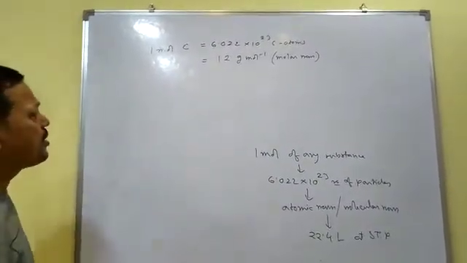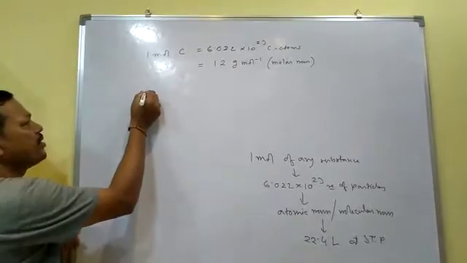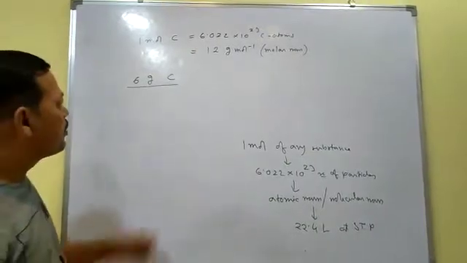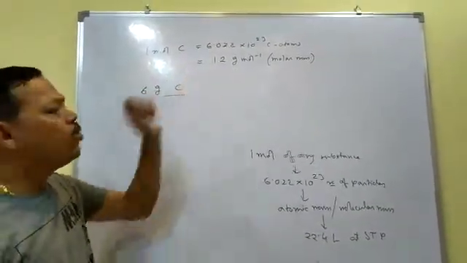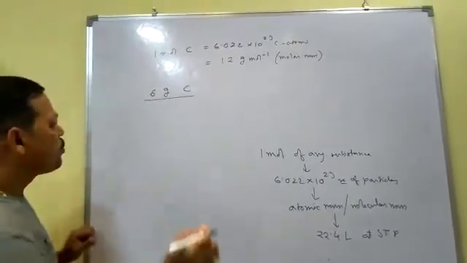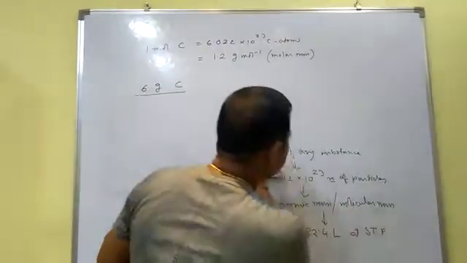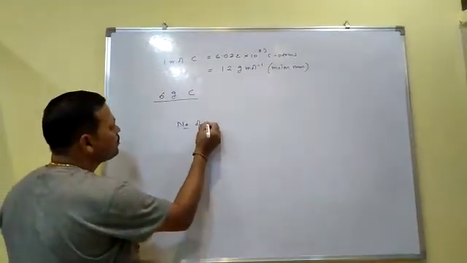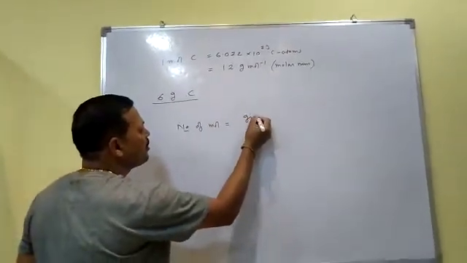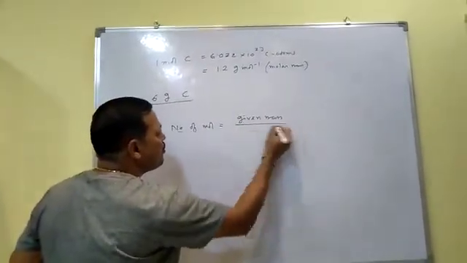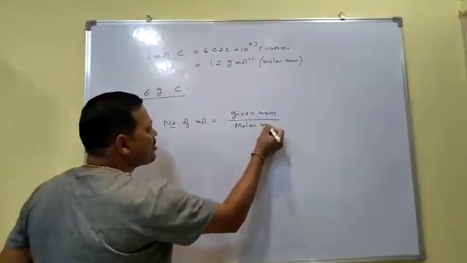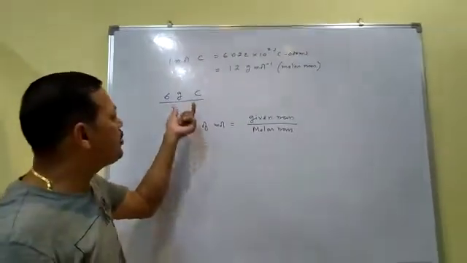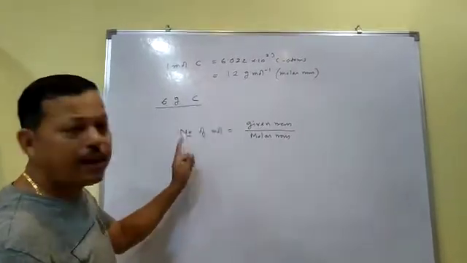Now, in some question, suppose the question is given like this: 6 gram carbon is present. What is the number of mole? In 6 gram carbon, how many moles are present? If you want to find out that, always you apply this formula. Number of mole is equal to given mass by molar mass. Always you apply this formula if the mass of some substance is given, and if you want to find out the number of mole for that substance.